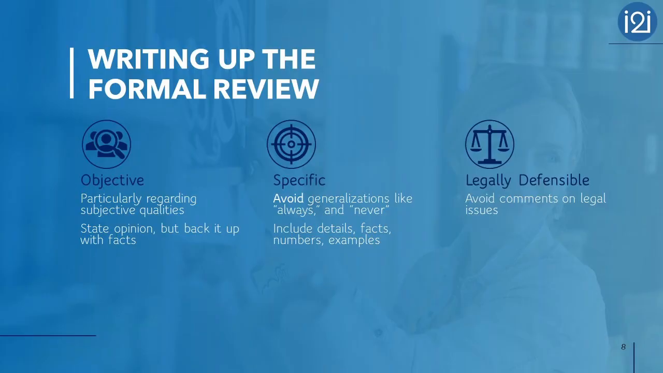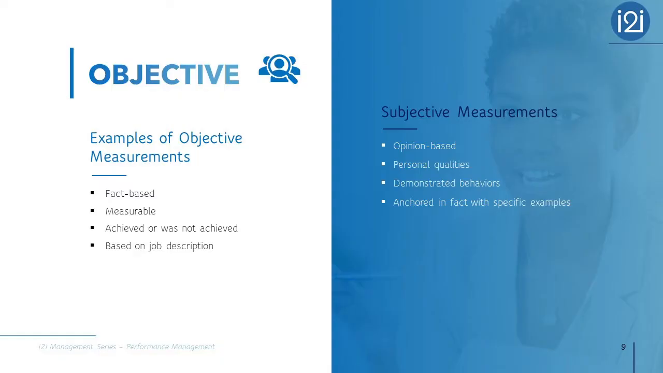To avoid being challenged for violating federal or state anti-discrimination laws, it is essential that the basis for performance appraisals be developed by adhering to the following factors. Objective, particularly regarding subjective qualities. Yes, you can state your opinion, but you need to back it up with fact. Also specific. Avoid generalizations like always and never, and include details, facts, numbers, and examples. And legally defensible. We'll talk about the comments you want to avoid on legal issues.